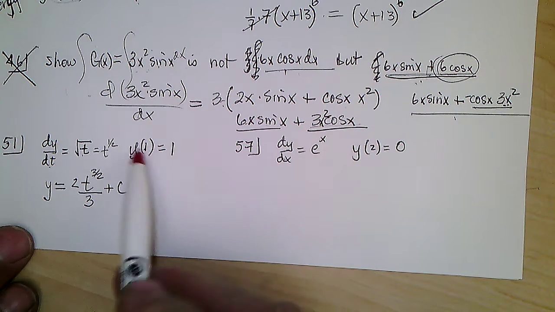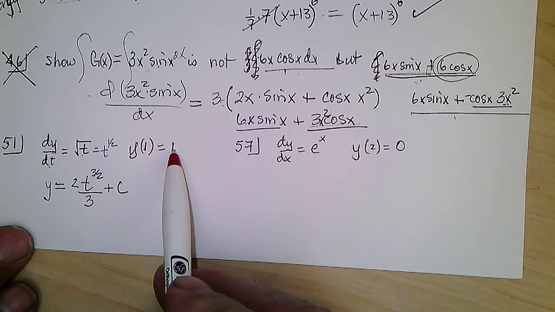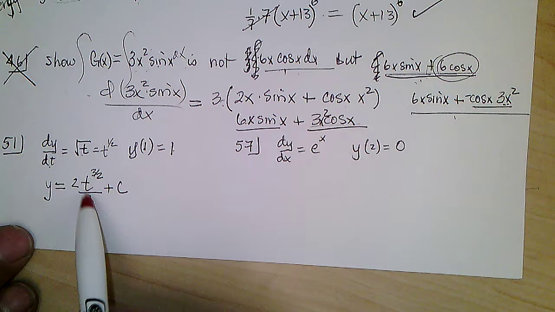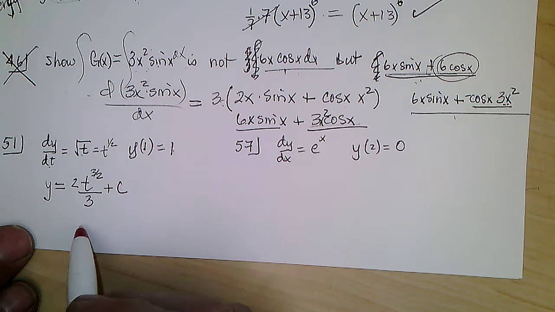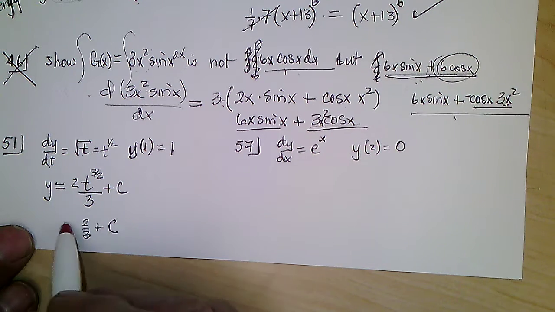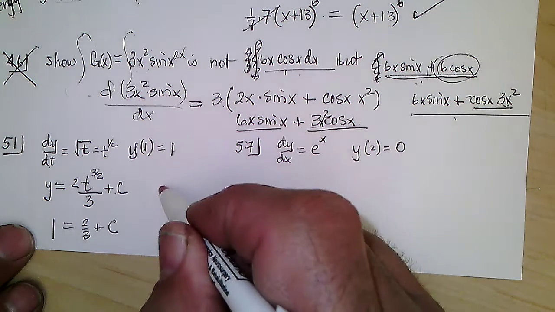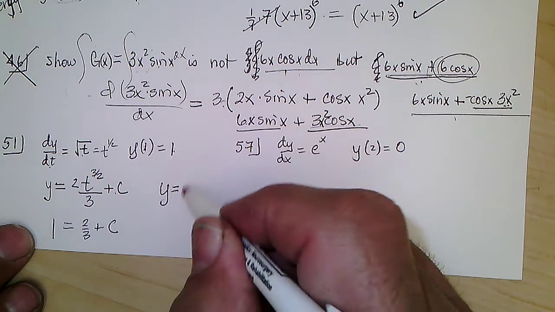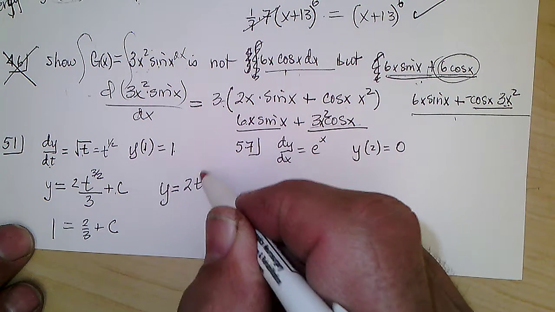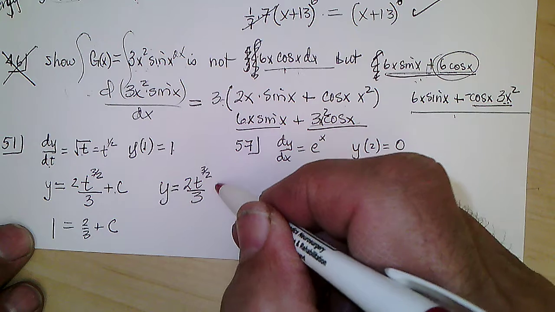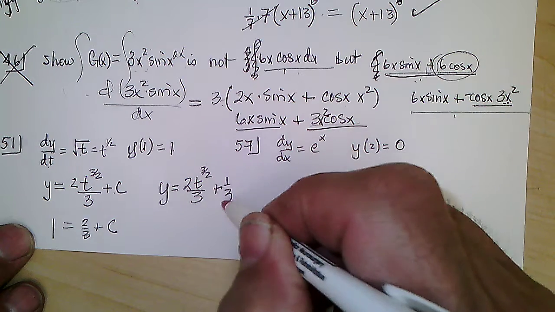However, when I put 1 in, I'm supposed to get 1. When I put 1 in here to the 3/2, that's 1 times 2/3. That's 2/3 if t is 1, plus what would make this come out to be 1, and so c has to be 1/3. So my final answer for y is 2t to the 3/2 over 3 plus 1/3.